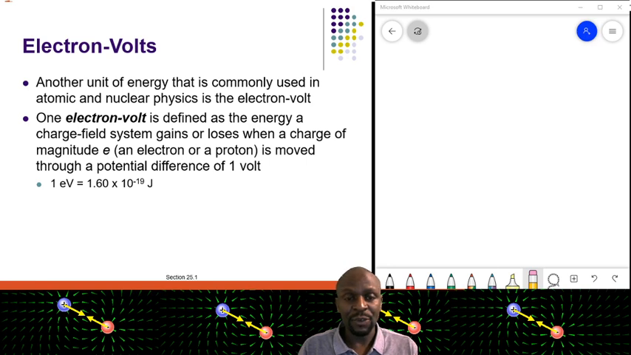Now electron volts is another unit which is often used in other fields of physics such as atomic physics and nuclear physics. 1 electron volt is defined as the energy a charge-field system gains or loses when a charge of magnitude e, which is an electron or a proton, is moved through a potential difference of 1 volt. 1 electron volt is equal to 1.60 times 10 to the power minus 19 joules.